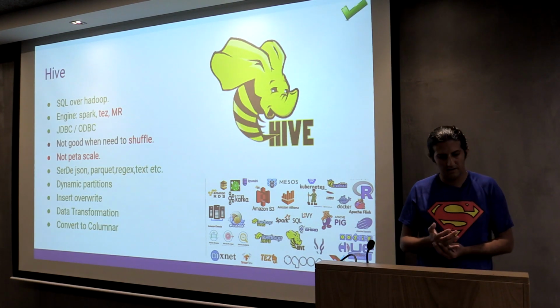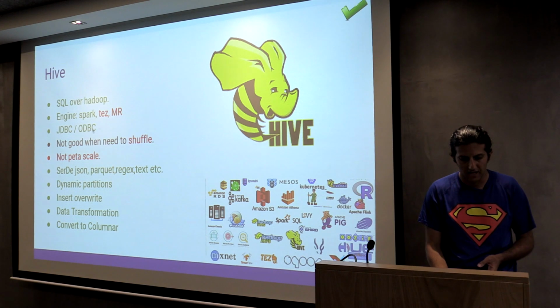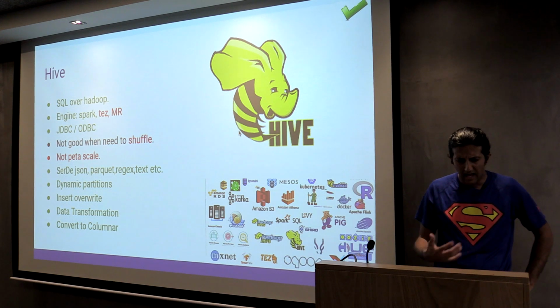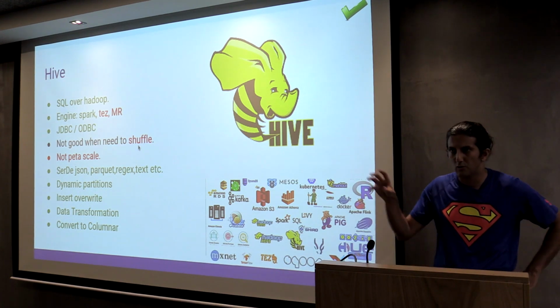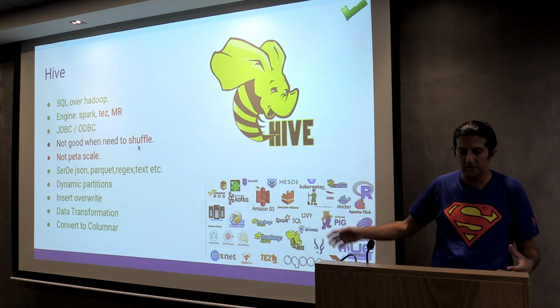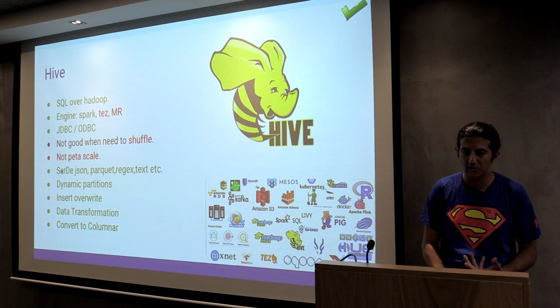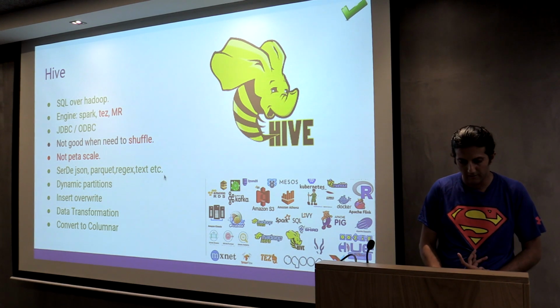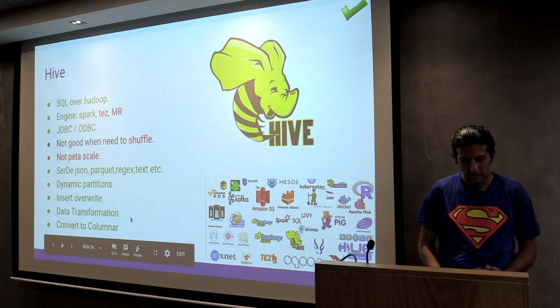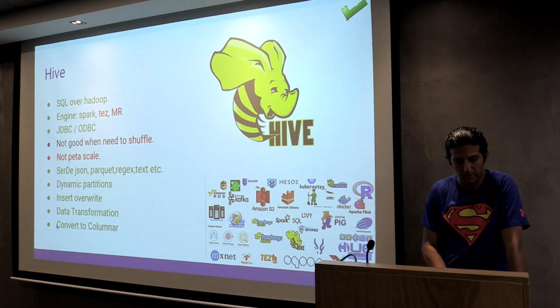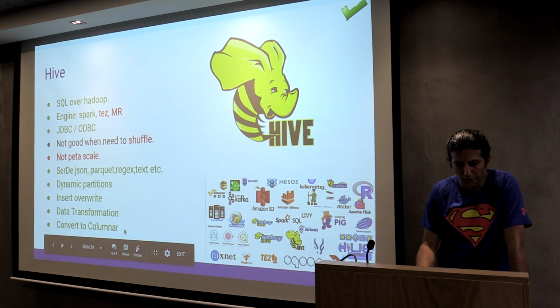Hive, as we discussed, is all about SQL, with different types of engines. You can connect via JDBC, ODBC. The downside of it is it's not good when you need to shuffle, i.e. move the data between nodes. It's not for petascale, but it has the flexibility to process a variety of data. It has dynamic partitions, keep this in mind, and insert overwrite. It has the ability to transfer data easily and a lot of flexibility, and it's mostly used to convert to columnar formats.